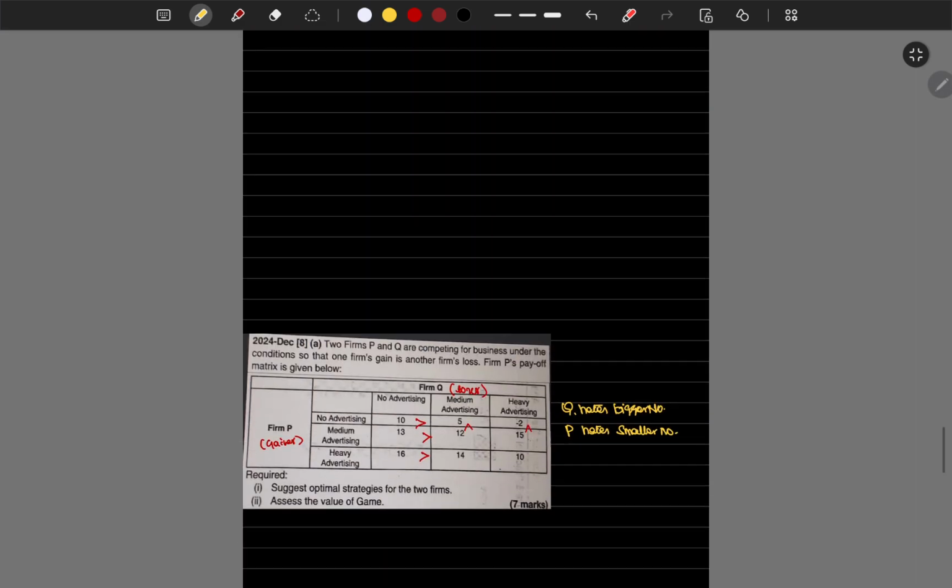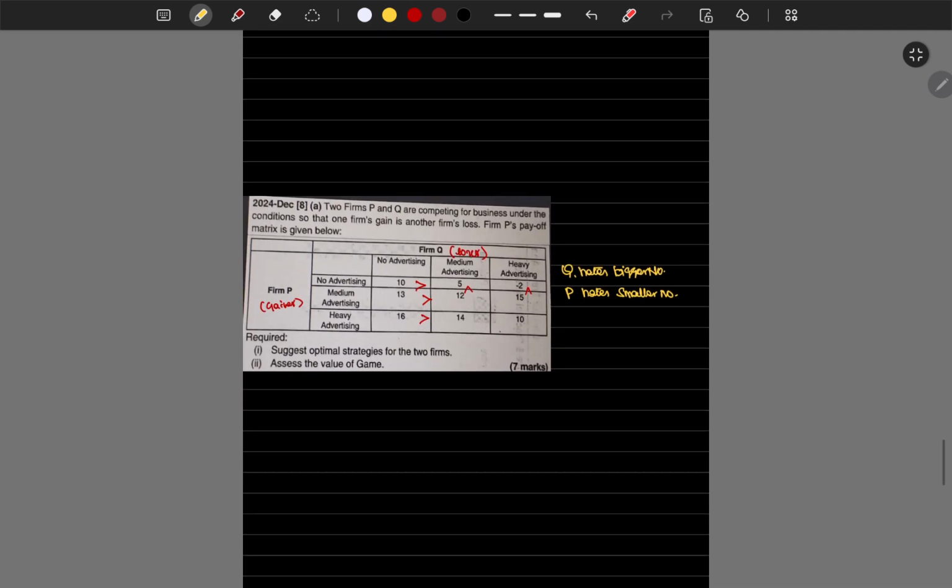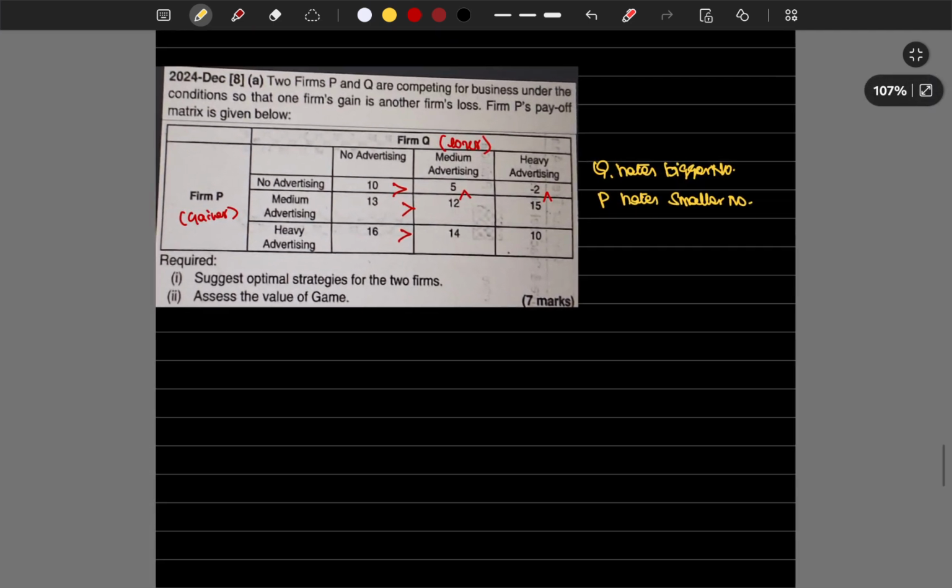Okay guys, we can go to the last problem. We have a game theory here. Game theory is also very simple. The column holder is the loser, the row holder is the gainer. So the two firms, P and Q, are competing for business under the conditions of one firm's gain and another firm's loss.